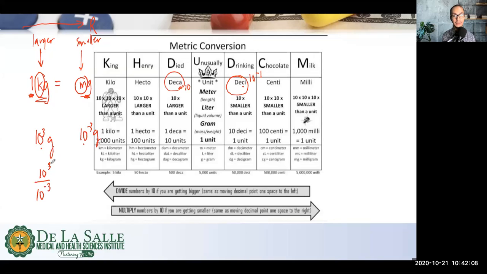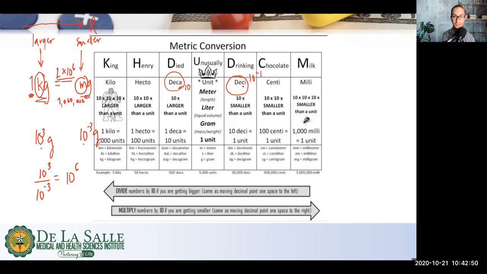10 to the 3 divided by 10 to the negative 3 is equal to 10 to the 6. Remember your maths: 3 minus negative 3 is 6. So you multiply: 1 kilogram is equivalent to 1 times 10 to the 6 milligrams, or 1 million milligrams. That's the beauty of the metric system: it's easy to interconvert one unit to another by just knowing the meaning of the prefixes.